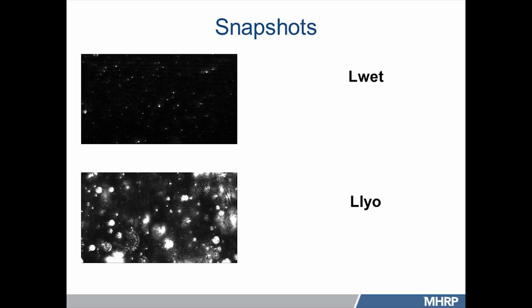These are the snapshots showing you the LVAT and Llyo. For LVAT, you see there is a more homogeneous size distribution as reflected from the scattered intensity. Llyo has small as well as large particles in it. So LVAT is monodisperse, homogeneous in other words, while Llyo is quite polydisperse.